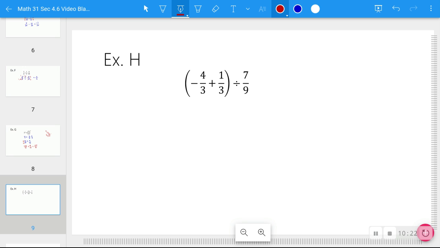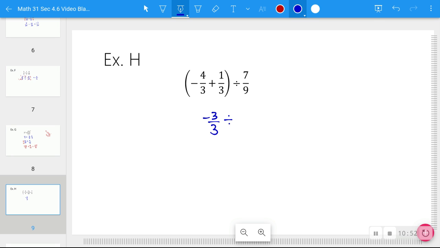Okay, here the addition has to be done first because of the parentheses. Then we'll take care of the dividing by 7/9 at the back. Now, it's convenient here. You can see that we've got a common denominator there, so I'm just going to put those together right away. It won't be hard to do. Okay, so negative 4/3 plus 1/3 is negative 3/3.